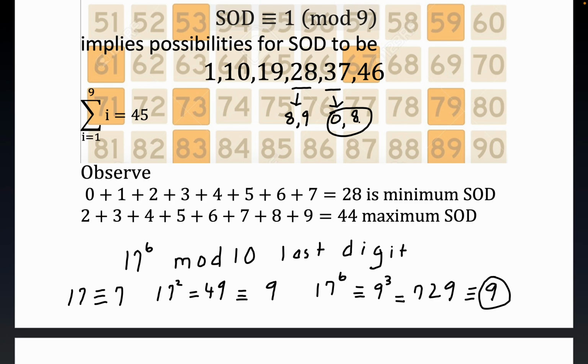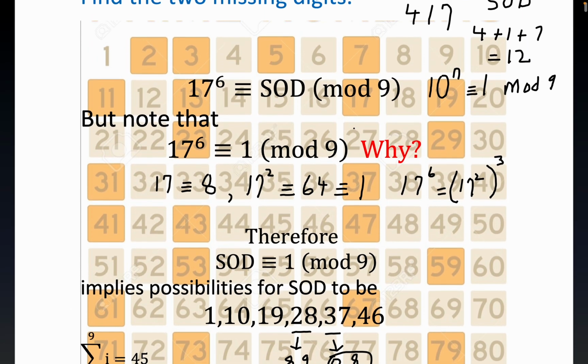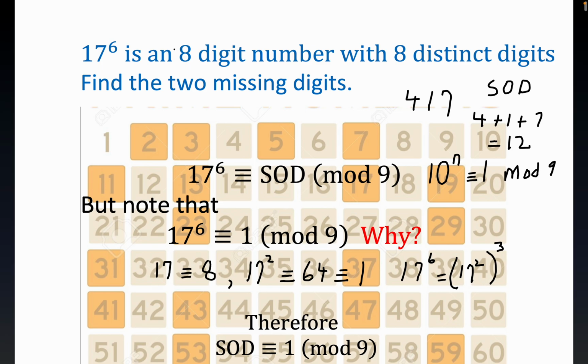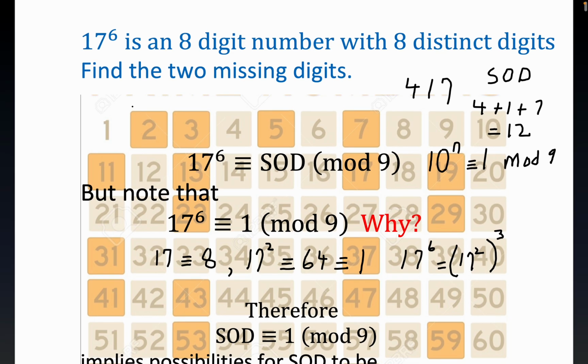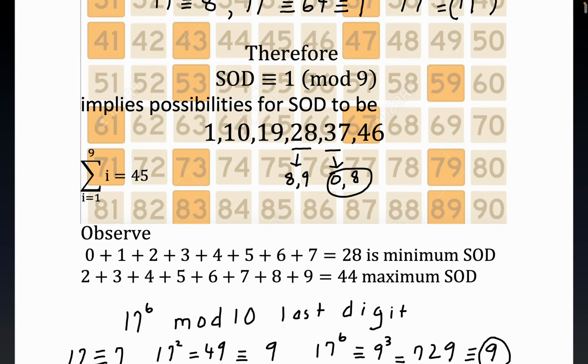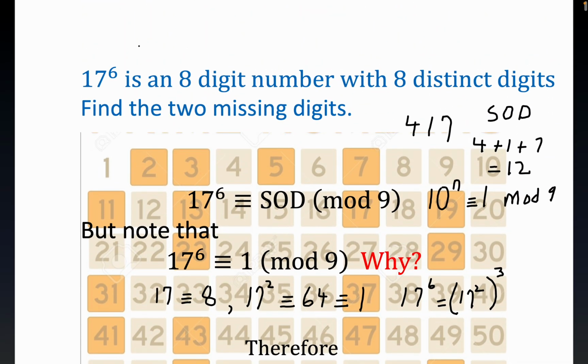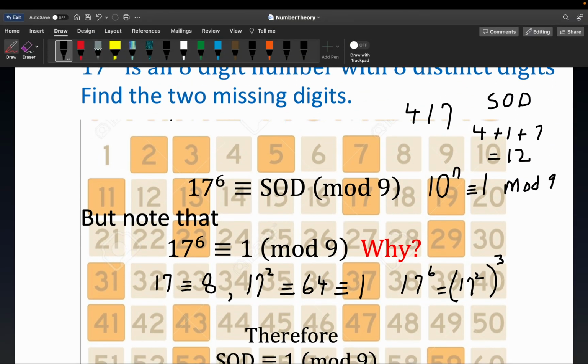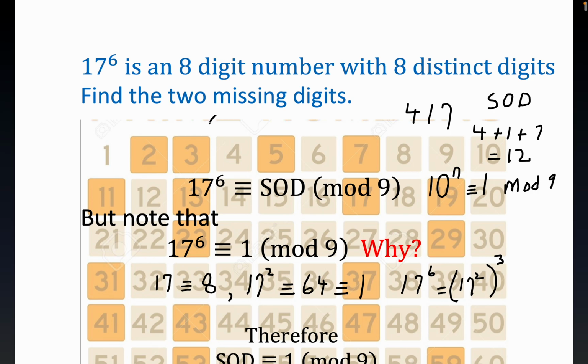I hope that was clear, folks. Slightly confusing. And a lot of you might be saying, well, you might as well just raise 17 to the 6th manually, and that's true. I mean, I think it's tedious. 17 to the 6th is a very tedious calculation if you just do it by hand without a calculator. But anyway, we've just determined that 0 and 8 are the missing two digits, all right? 0 and 8.